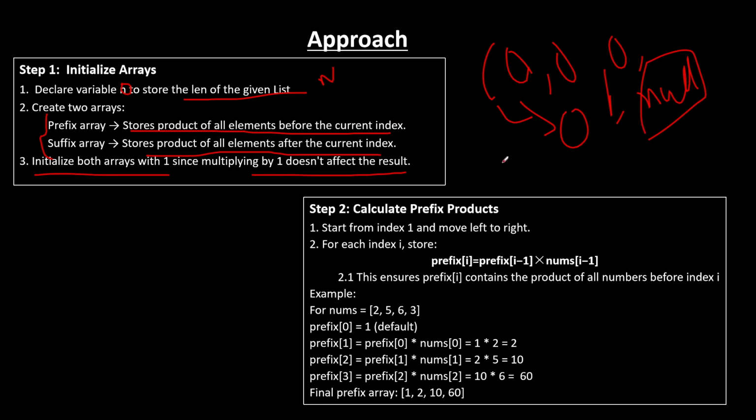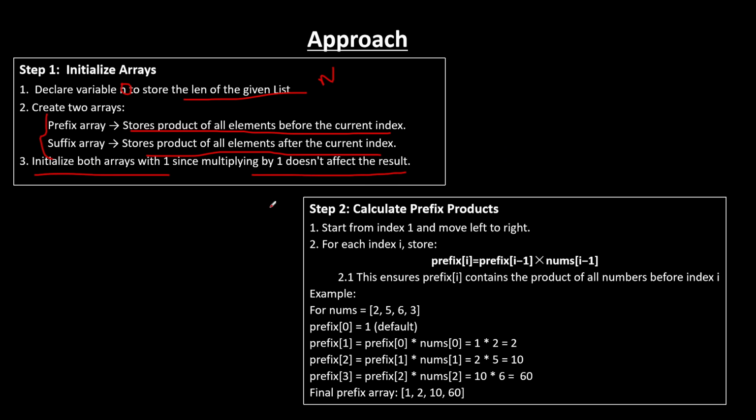So if we put 1 in every index initially, this will help us do the multiplication, as 1 does not affect the multiplication of the value if it is the same value, like 1 into 6 gives me 6, right? Or 1 into 1 gives me 1. So yeah. Okay, now let's calculate the prefix product here.